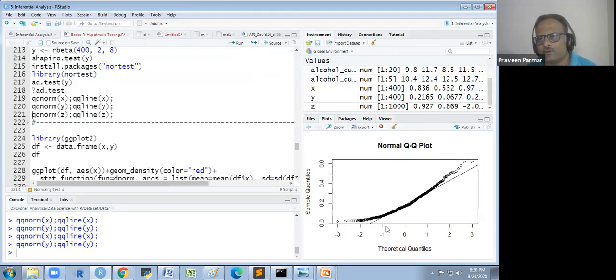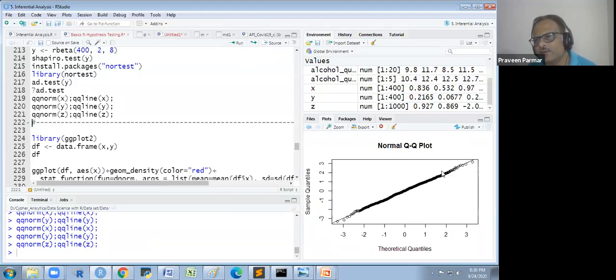Y is also not normal, because the points are away from the line, and the Z I will show you. These are all very near to this line. So this is the normality test. The points should be on this line. Does that make sense to everyone? Through this plot, we could also judge it. Is there any doubt?